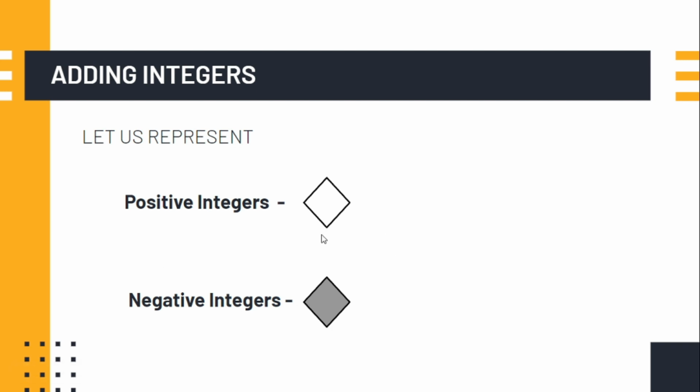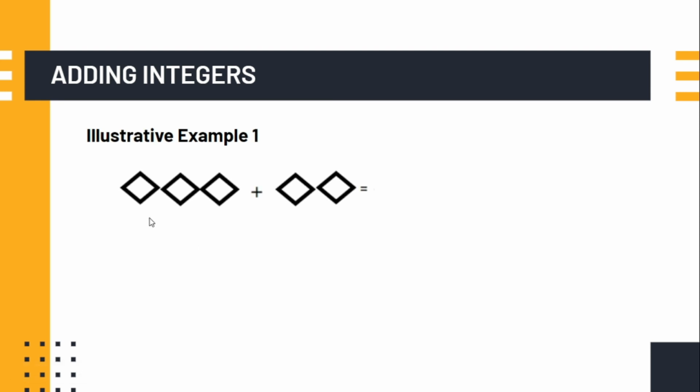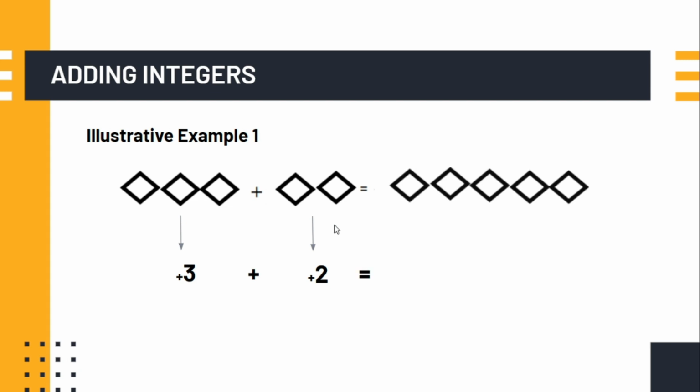So, if you see a white diamond here, or this one, that means we have positive integers. And then, if it is gray like this, that is negative integers. Now, let's try example number 1. We have 3 white diamonds here and two. So, therefore, this represents positive 3 added to positive 2. Correct? So, if you add and combine the three white with the two, that means we're going to have 5. Correct? And that is positive 5. Therefore, when we add positive 3 plus positive 2, the answer is positive 5.